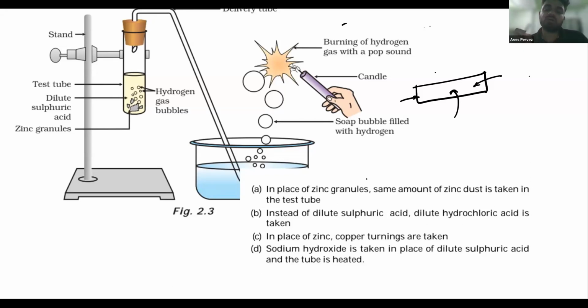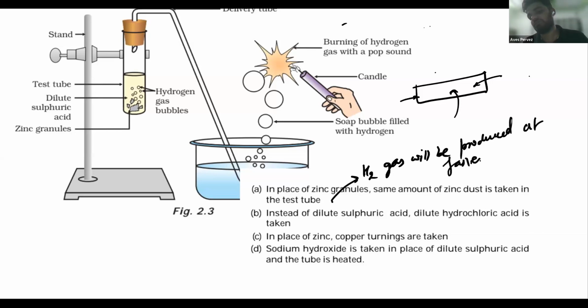When it is in powder form, more particles will come in contact with the acid. So an equal amount of hydrogen gas will be produced, but at a faster speed, because this time more HCl particles are reacting with more zinc particles at the same time than in the previous case. So the H2 gas will be produced at a faster rate than before.